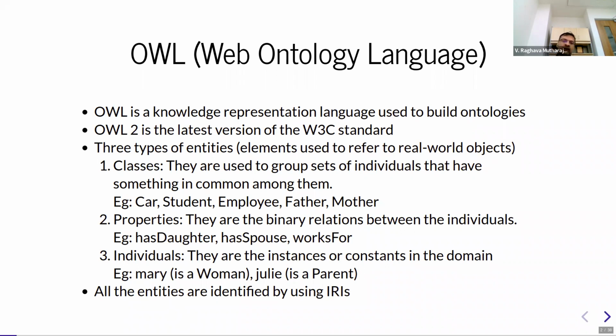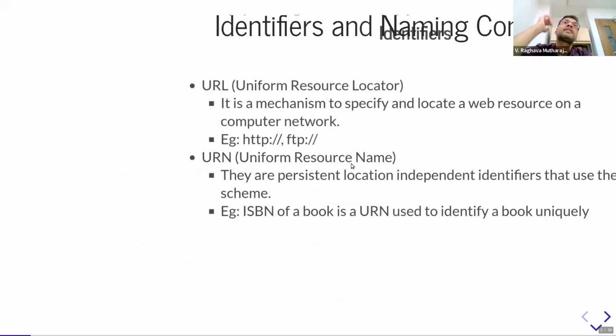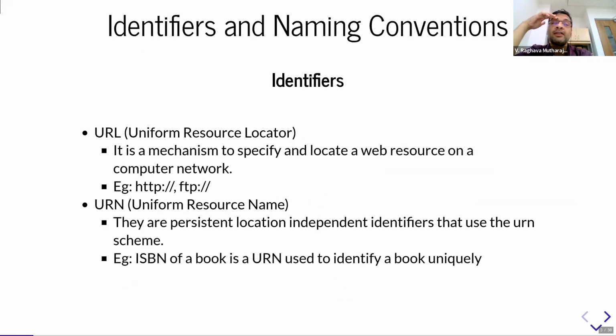And the important thing is that all these entities are uniquely identified using what is called an IRI. IRI stands for Internationalized Resource Identifier. So we'll talk about the different identifiers here, but there are multiple different types, right? But for ontologies and the semantic web in general, we'll only be using IRI. Okay, let me again take a pause here, and if there are any questions, let me know.